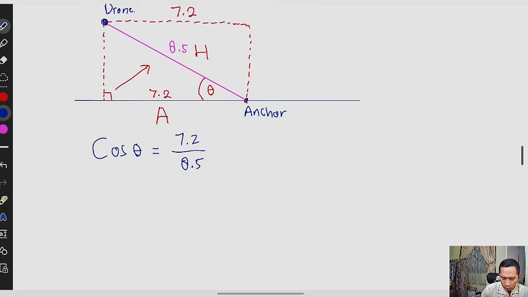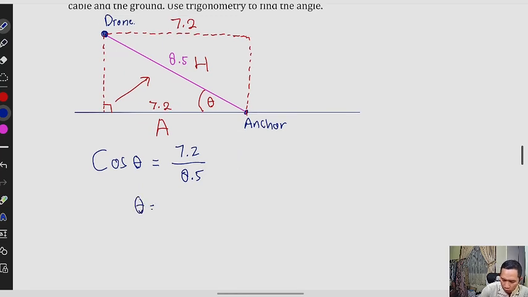7.2. Okay, so to find theta, we use the special button in the calculator. We press the Shift button, and you will have cos inverse. To find theta, you have cos inverse, and then you write the fraction here, 7.2 divided by 8.5. So you will get the answer.